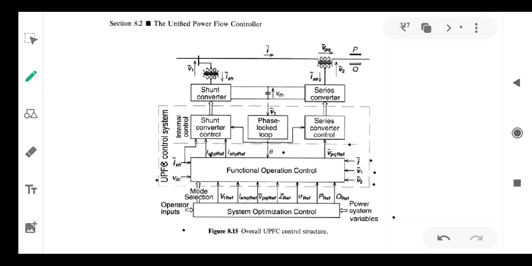So to get the synchronizing signals from the phase lock loop, V1 is taken as reference. So this is the series converter and shunt converter. So that by taking all these control signals, the gate pulse generators will generate the gate pulses appropriately for the series converter as well as shunt converter, such that you can vary the VPQ as well as ISH. This is the overall control circuit of your UPFC.